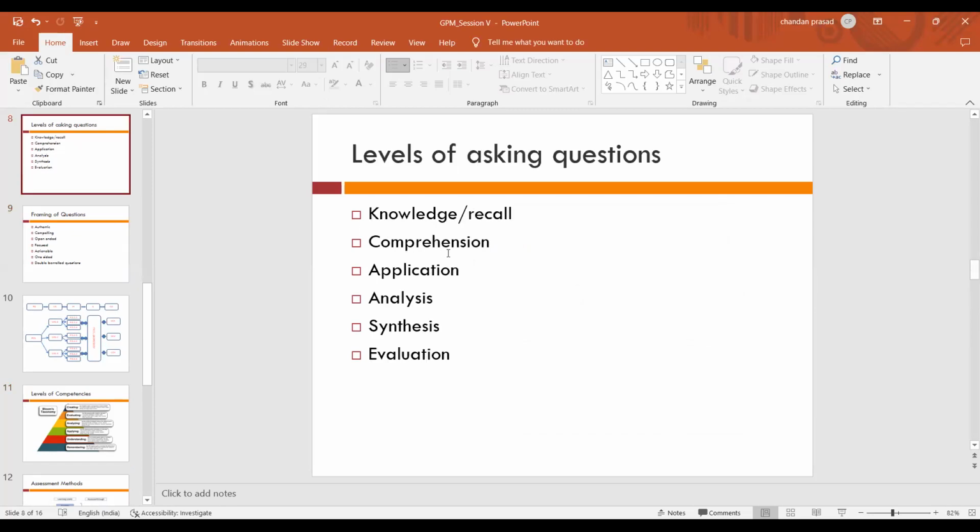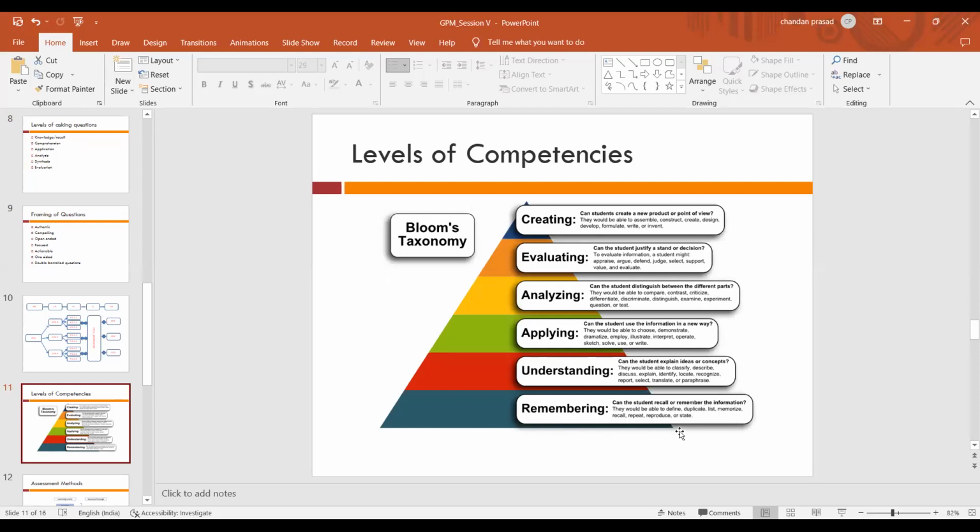So in each level we have different levels of asking questions, especially when it comes to knowledge. This is the lowest level of asking questions, where sometimes we will be asking, okay, recall that definition I told you in yesterday's class. Simple questions that we ask the students to test only the knowledge, the lowest level. We can call it level 1, knowledge, and remembering, so recalling. Can the student recall or remember the information? That is all we are assessing.